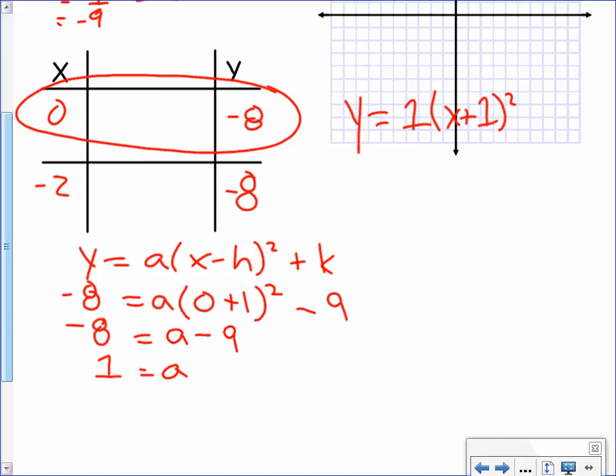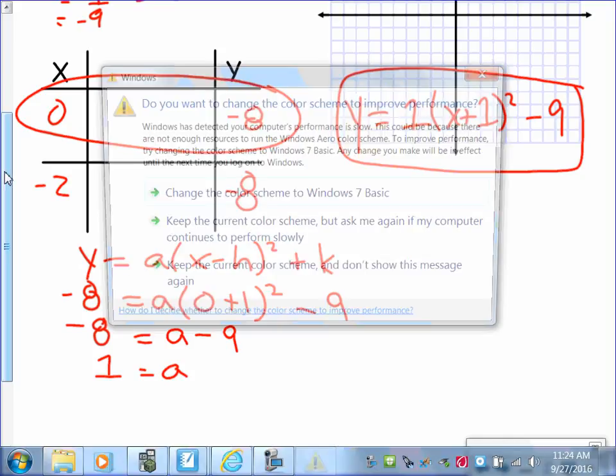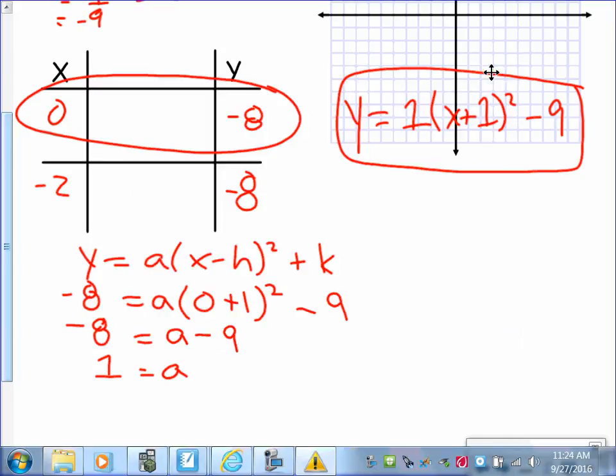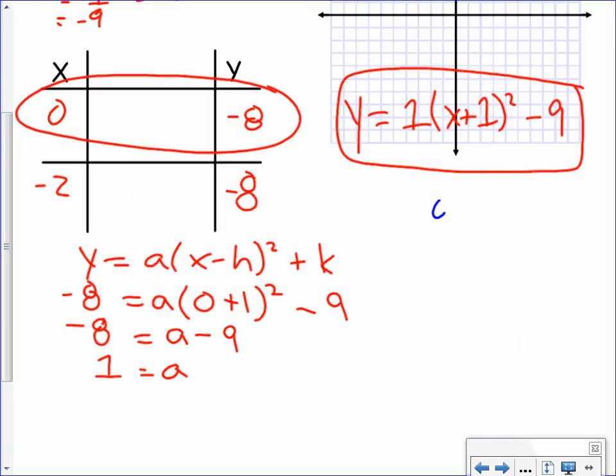X plus 1 squared minus 9. That is a perfectly acceptable equation. Vertex form. We're looking for vertex form. That's vertex form, right? Okay. We don't even need that. So how would you have written it? X plus 1 squared minus 9 is also a perfectly acceptable equation. If you leave the 1 there, I'm not going to take it off. It's not wrong. All right.